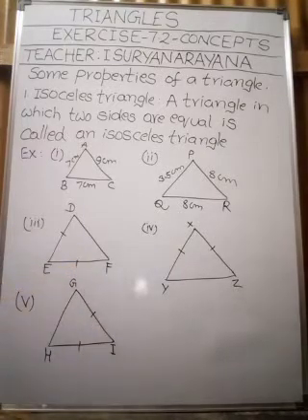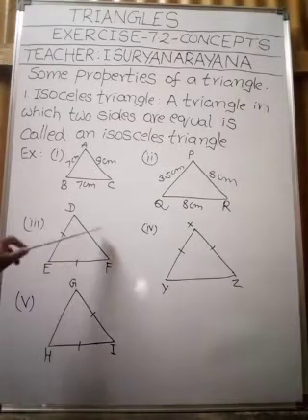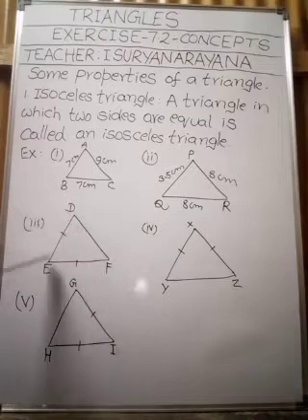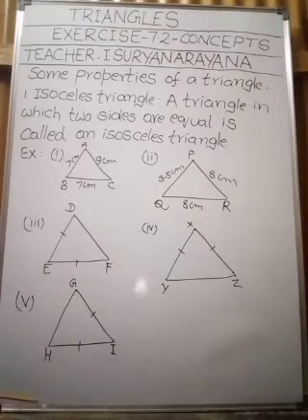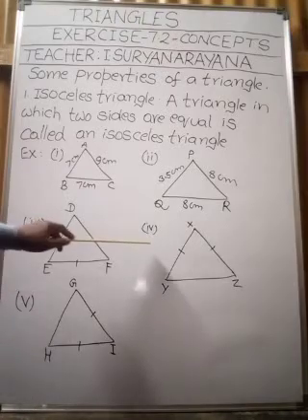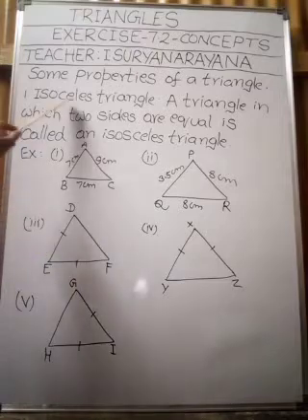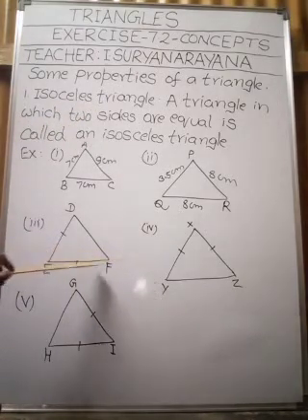Understood this point, my children? Here the measurements of these sides are not given, but by observing this figure, DE length and EF length are equal. Okay, my children, understood this point? Right. Similarly, come to this triangle. This is also an example for an isosceles triangle. Understood this point, my children?